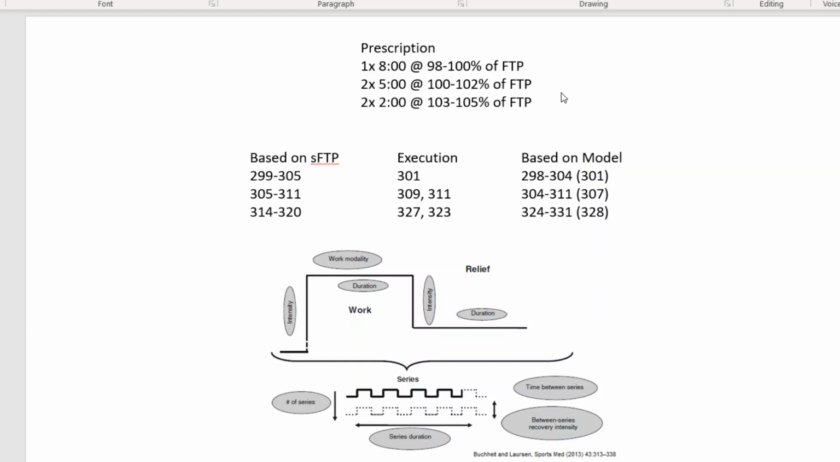So translating this particular athlete's FTP value, the range, as you do the math, for the 8-minute, it's 299 to 305. And this is just based on the percentage of FTP. This is just, what's the FTP? This is the percentage of it. And the 5 minutes, 305 to 311. The 2-minute is 314 to 320 based on this prescription up above.